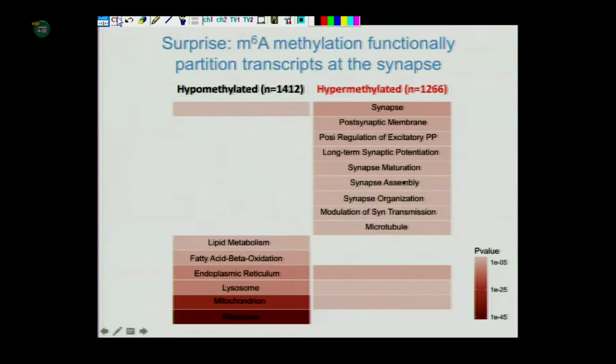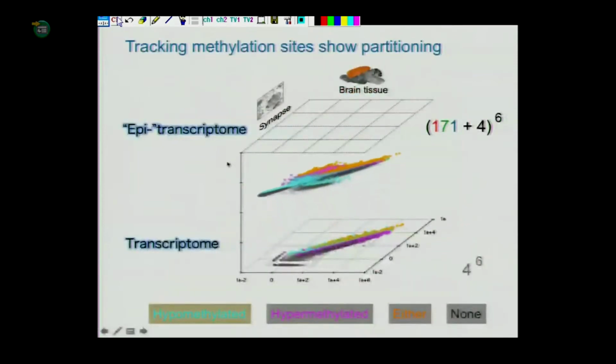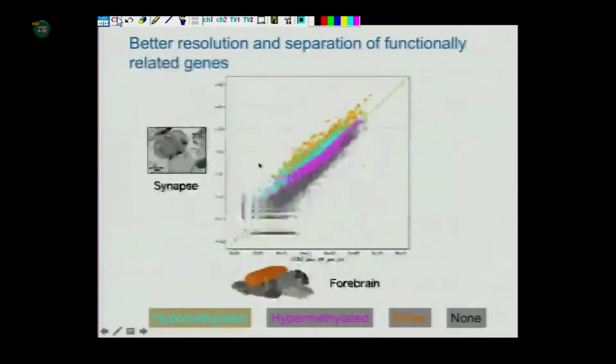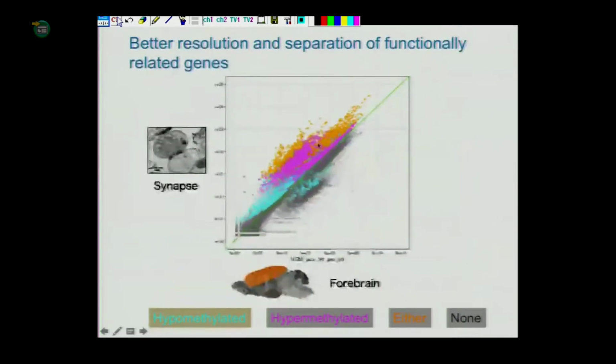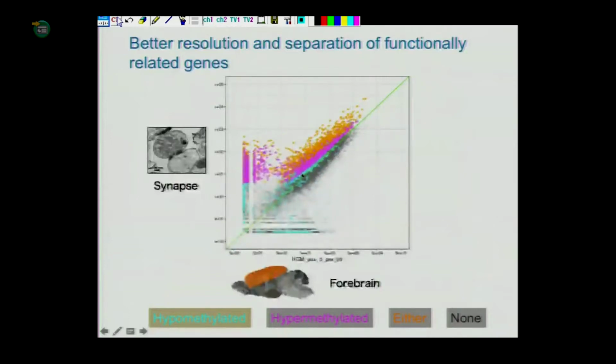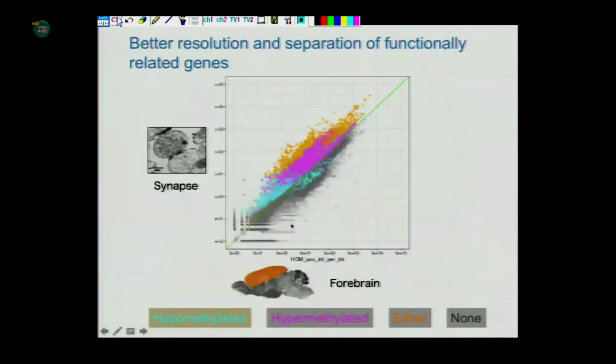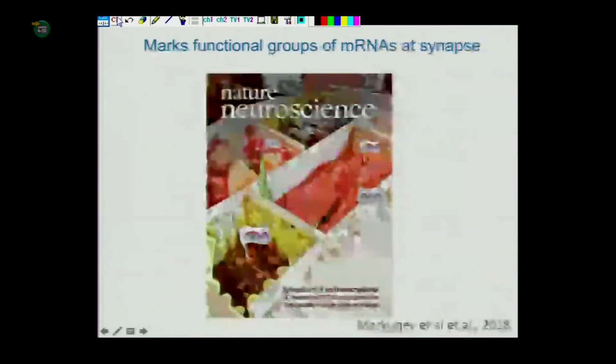We don't know why. We start to probe the process, so we track each of the genes from the transcriptome space to the epitranscriptome space, and we can see indeed this gives us much better resolution of these gene classifications. And that's where we start to see the functional partitioning. It's interesting, a new concept.